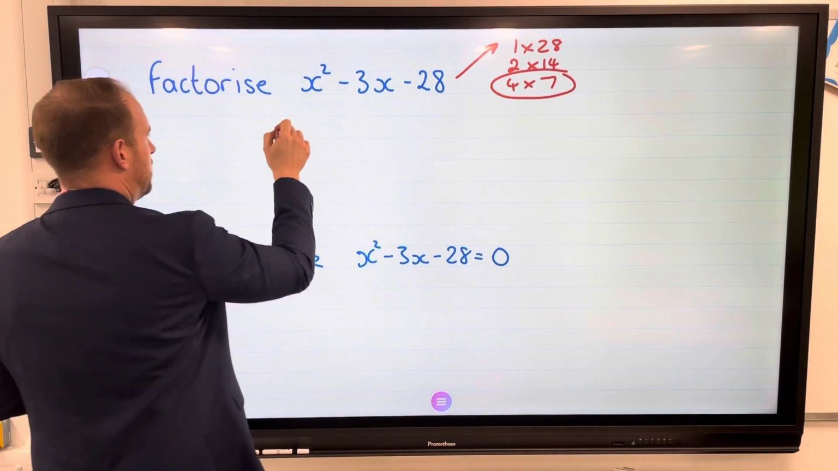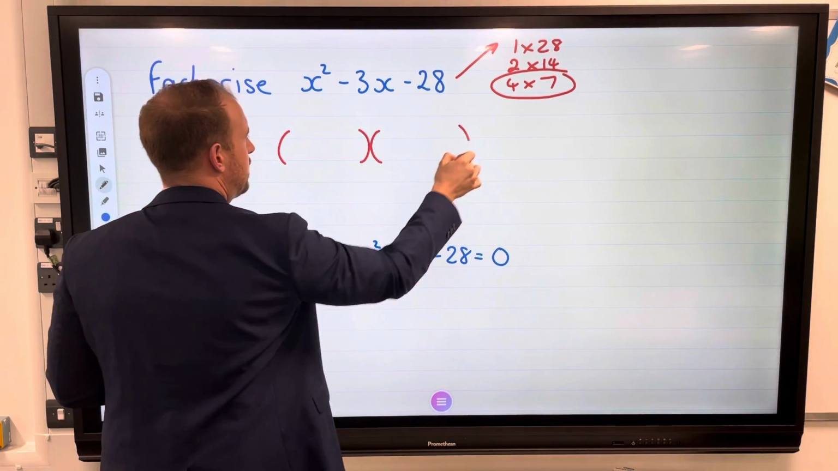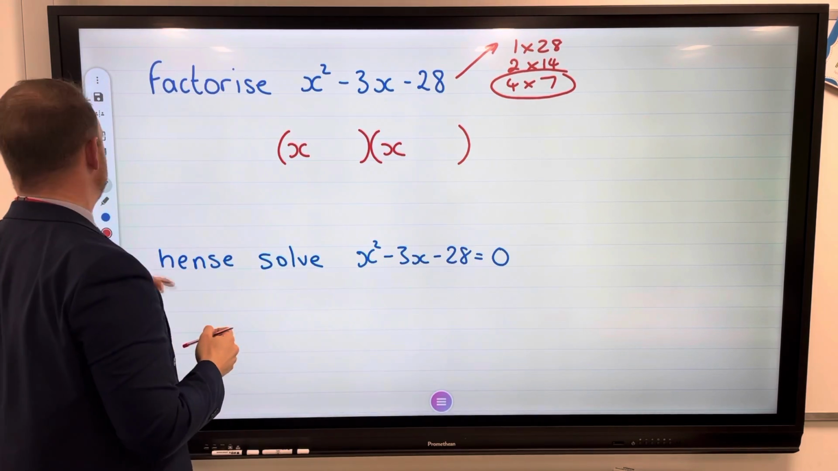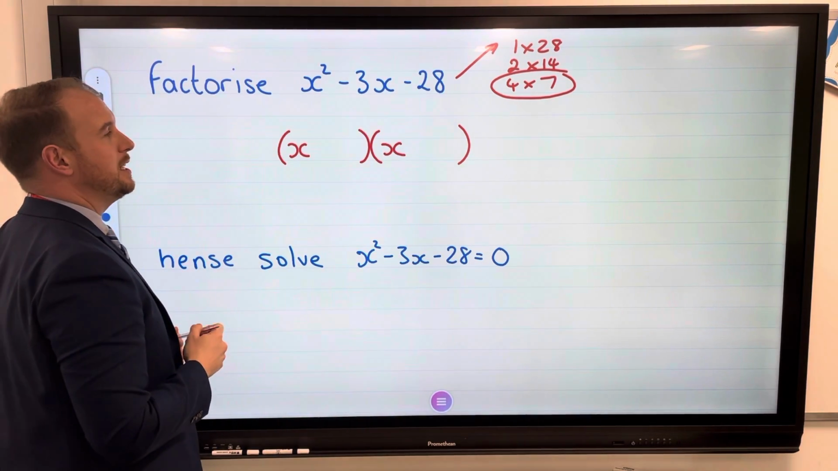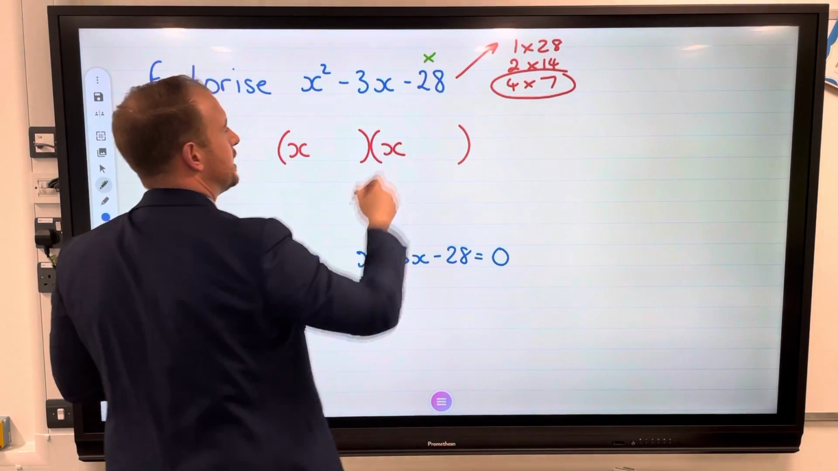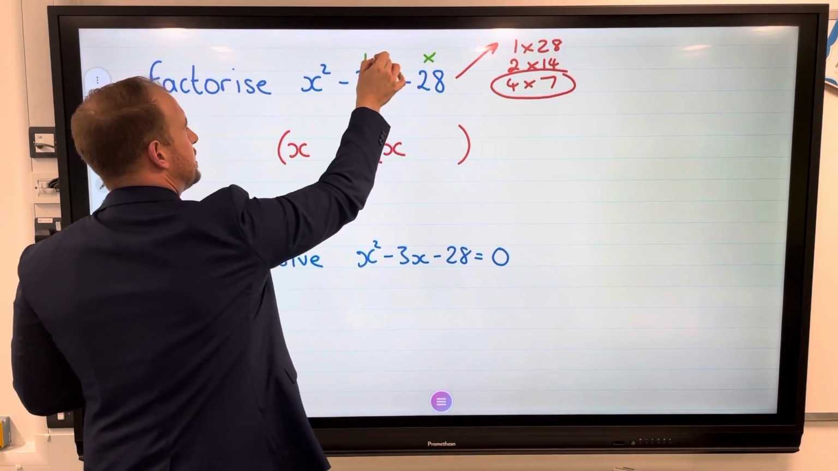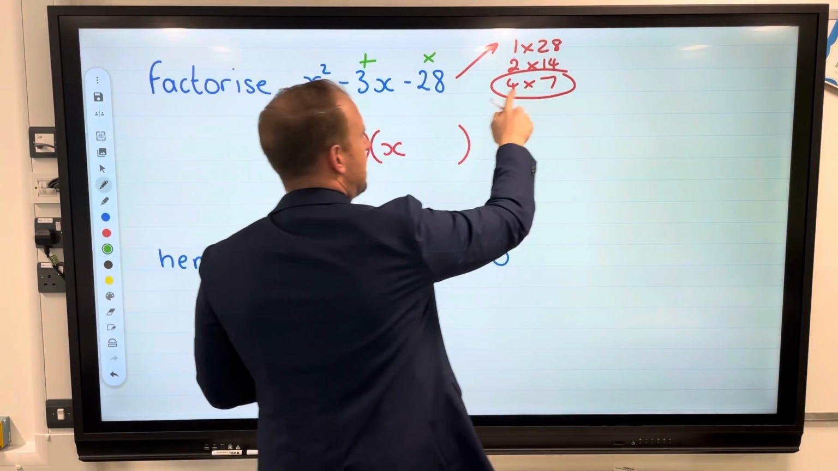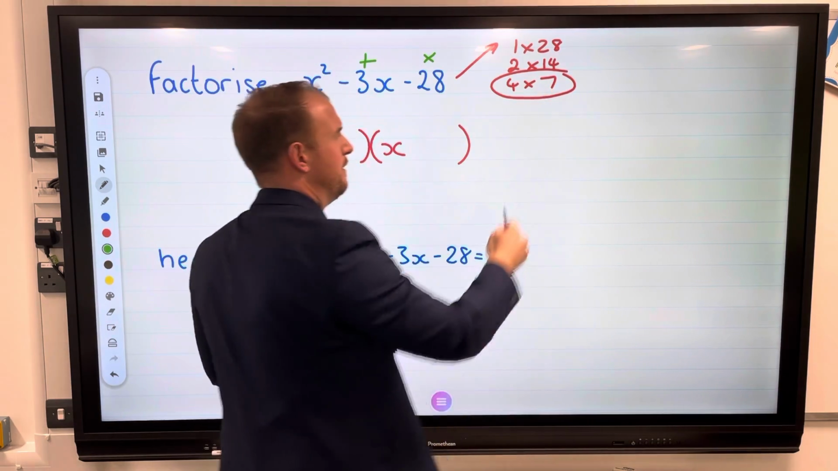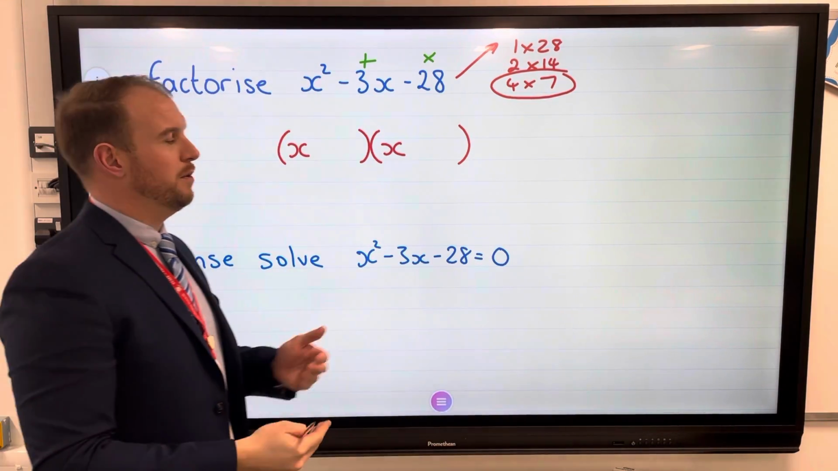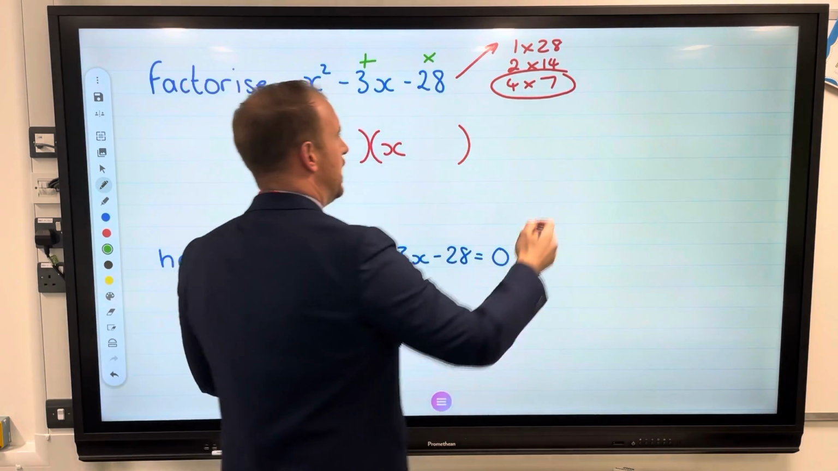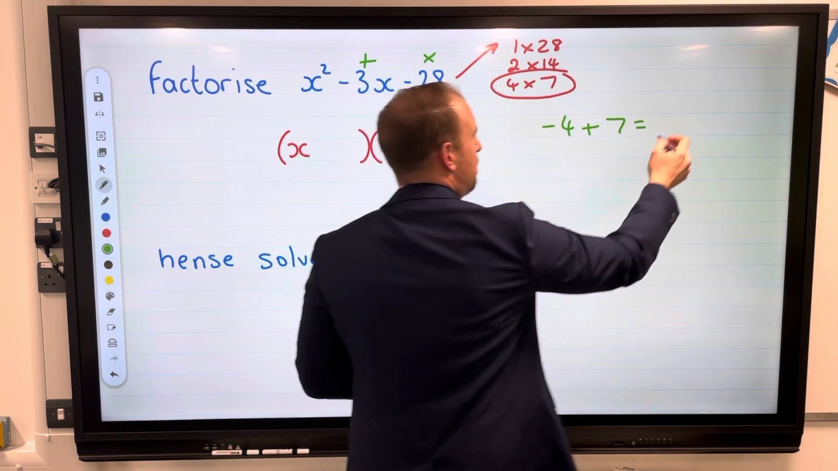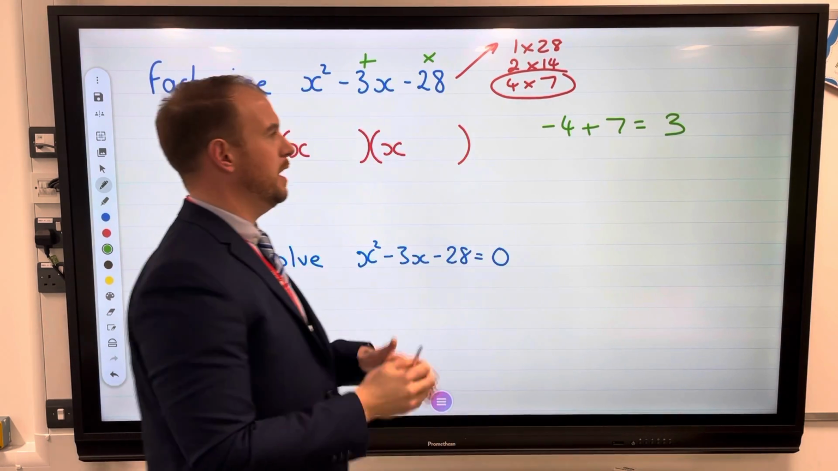So we know it's definitely going to be double brackets because it's a quadratic. The letter we are using is x. Now we need to find two numbers that times to make negative 28, but add together to make minus 3. When we add these together, 4 add 7 is 11. So now we're going to think about the negative elements. If I had minus 4 plus 7, that's going to give me a positive 3. That's no good to me.